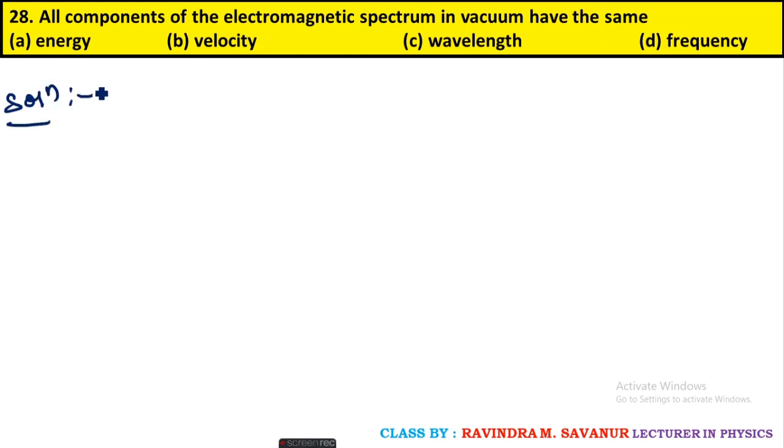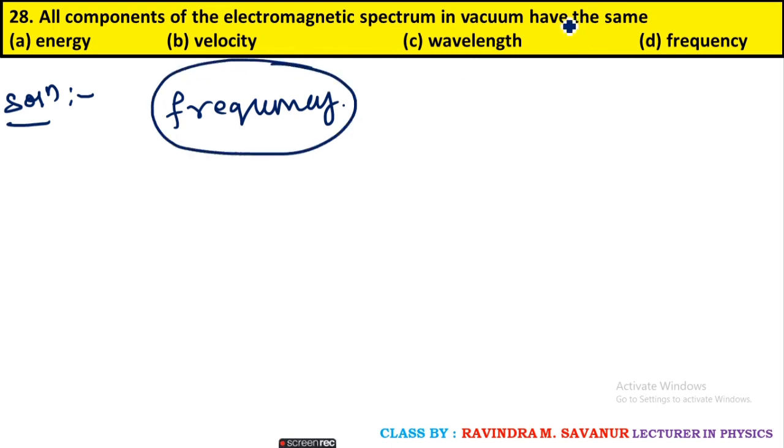So question number 28. All the components of the electromagnetic spectrum in vacuum should have the same what? Frequency. Frequency will be the same for all. Wavelength and velocity will not remain the same, energy also does not remain the same, but one thing, the frequency, always remains constant, and it remains so when it travels from one medium to another medium also. Shall I move to the next question?